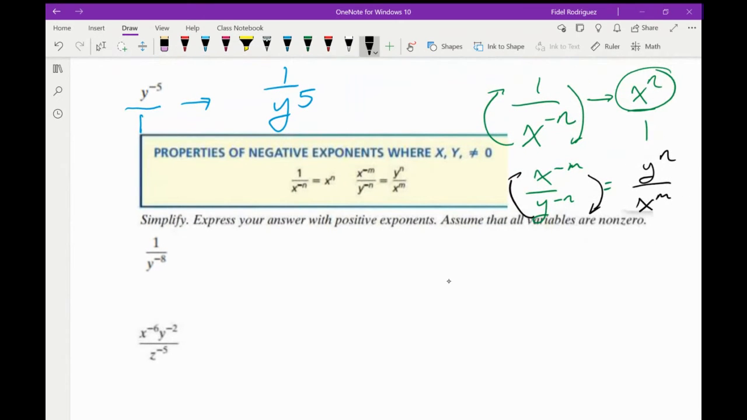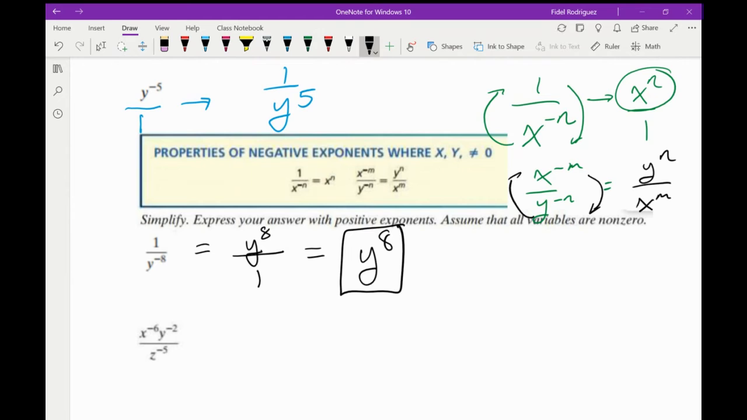And it's going to work. Okay, so here we go. First thing I notice, I have a negative exponent down here on the bottom. So I'm going to flip my fraction. I'm going to write it as y to the 8th over 1. Now, the only thing that I'm going to do here is because my denominator is a 1, we can just go ahead and drop it and just write it as y to the 8th, okay?